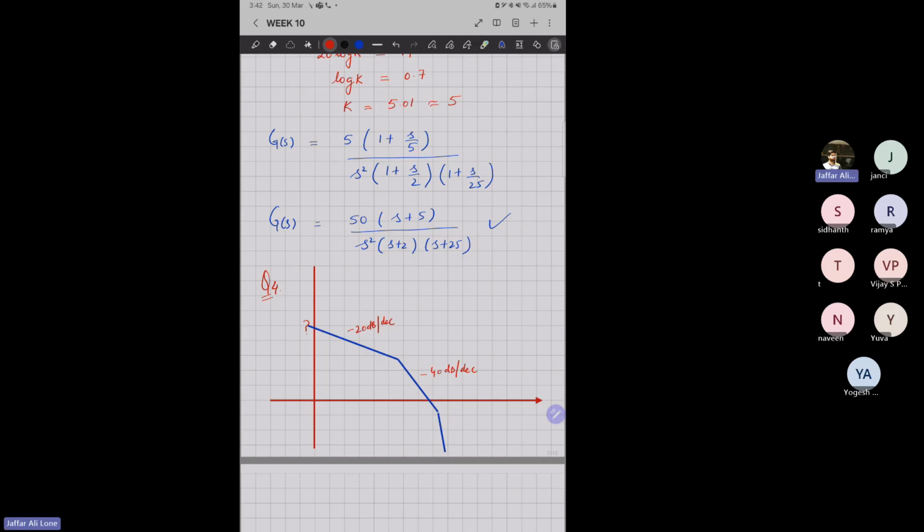right? But you are given this. This is 14 dBs, right? So this corner frequency is 4. This corner frequency is 1, right? And this is minus 60 dB per decade.